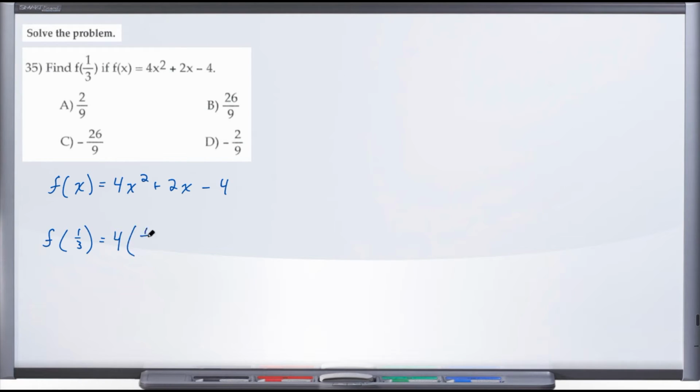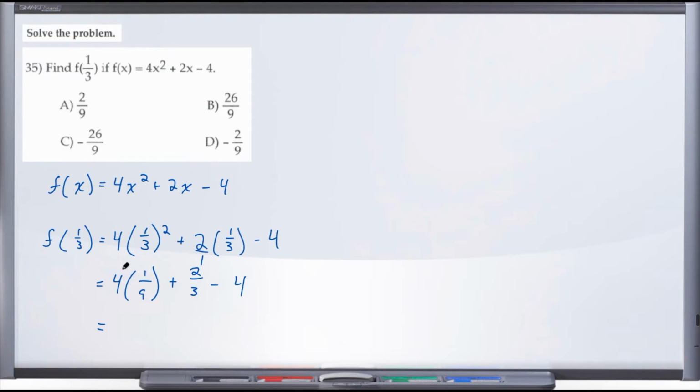So 4, plugging in that 1/3 squared, plus 2, plugging in that 1/3 for x, minus 4. So let's go ahead and evaluate. So 4, and now what is 1/3 squared? Well, we're going to take this power and apply it to our numerator and denominator. So 1 squared, that's just 1. 3 squared gives us 9. Plus, and 2 times 1/3, we're going to do 2 times 1, so that's going to give us 2. And we can think of this 2 as 2 over 1. So we end up with 2 times 1 is 2, 1 times 3 is 3, and then minus 4.